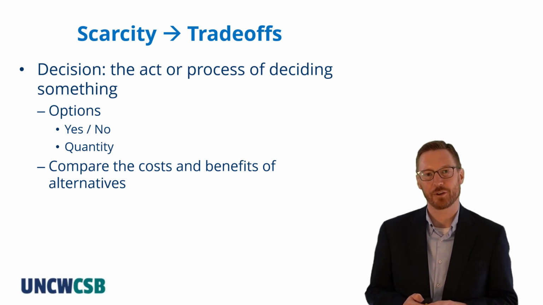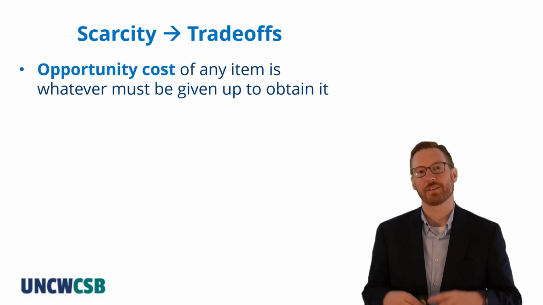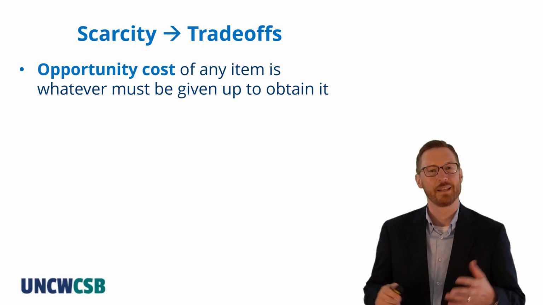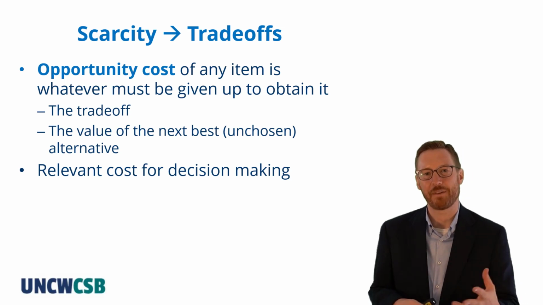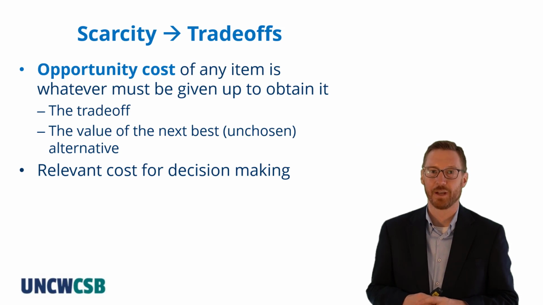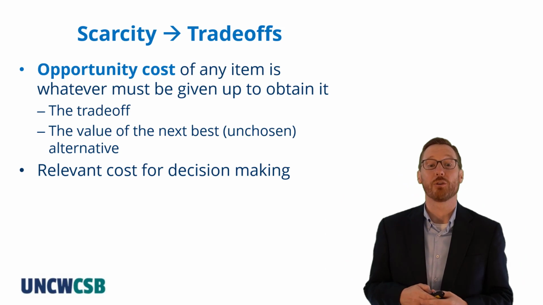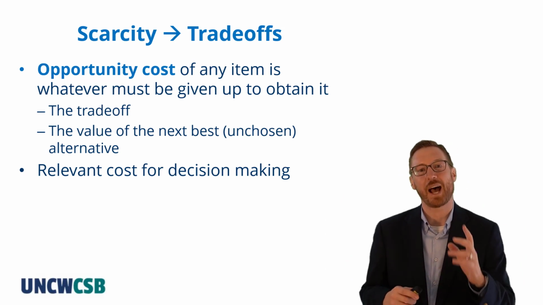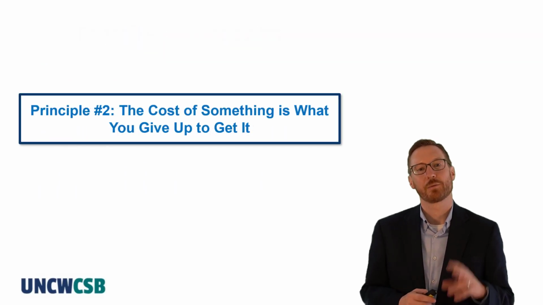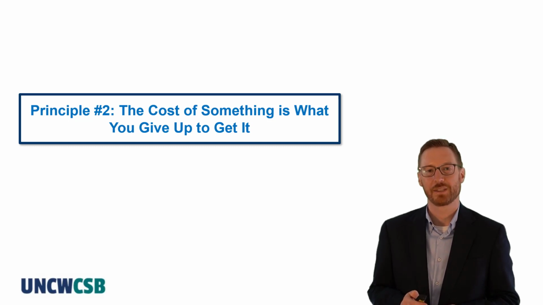So this leads to a term that economists use: opportunity costs. The opportunity cost of any item is whatever must be given up to obtain it. This is just the trade-off. It's the value of the next best but unchosen option or alternative. If I bought one thing, what was the thing that I would have bought if I didn't buy what I chose? It's this trade-off, this opportunity cost, that's the relevant cost for decision making. So principle number 2 is the cost of something is what you give up to get it.